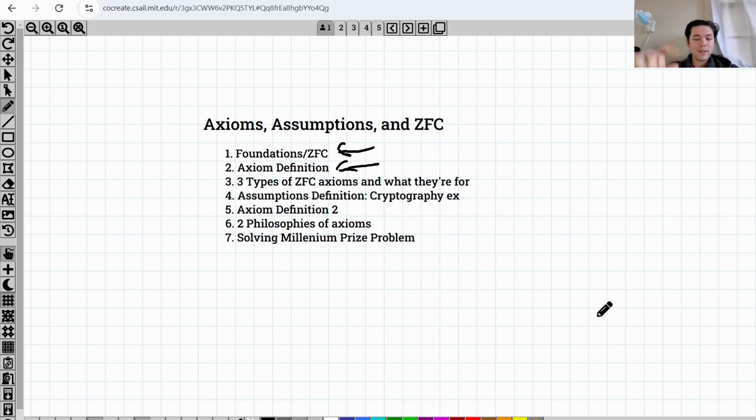And that gives us our sort of two philosophies on axioms. And if you have a suitably strong assumption, you can solve a Millennium Prize problem, a $1 million problem, that otherwise, without the assumption, would take maybe the next 100 years to solve. And so that's another reason to be a little conservative with the axioms. So I went over this kind of quickly because I just wanted to give an overview of what axioms, assumptions, and ZFC are. If you have any questions, let me know.